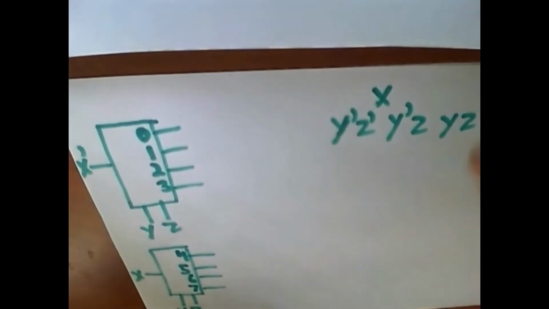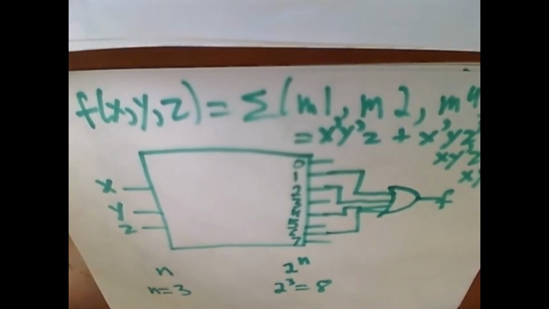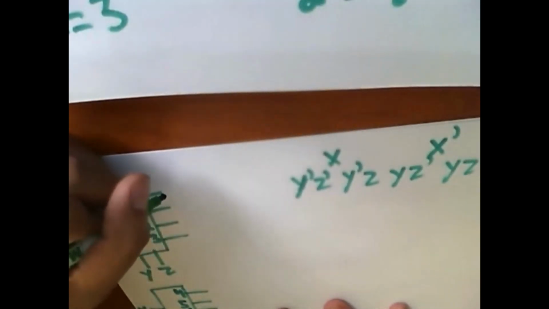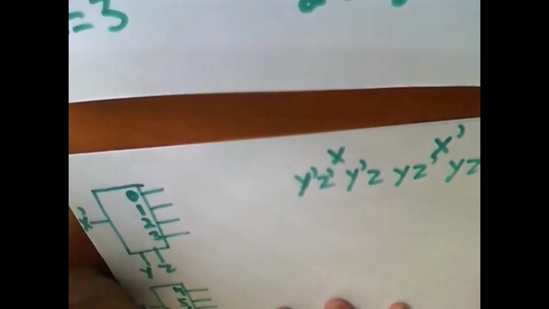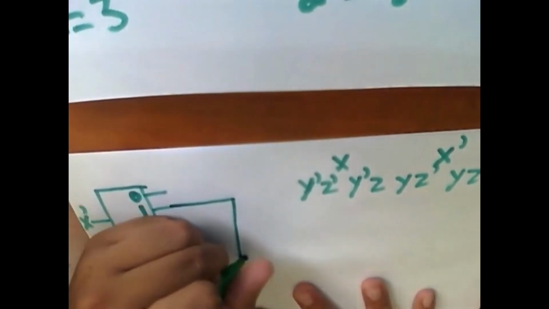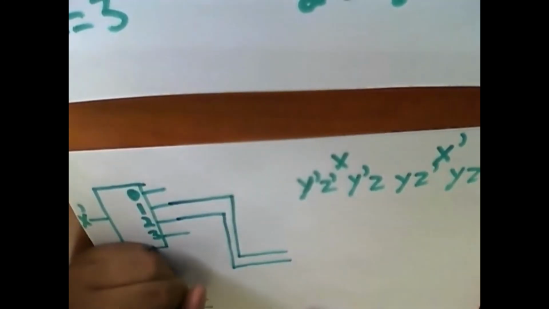So, as requested before, in our function, we want f of x, y, z to be the sum of minterms 1, 2, 4, and 6. Now, what we have here is our outputs 1, 2, 3, 4, 5, 6, and 7. So we can take these minterms and combine them all the same way we did with the decoder, as we now have the specified outputs that we require for the function.